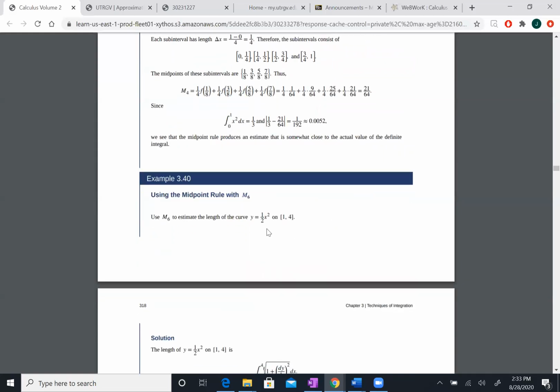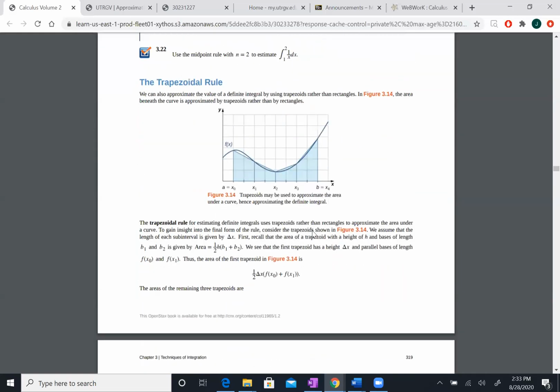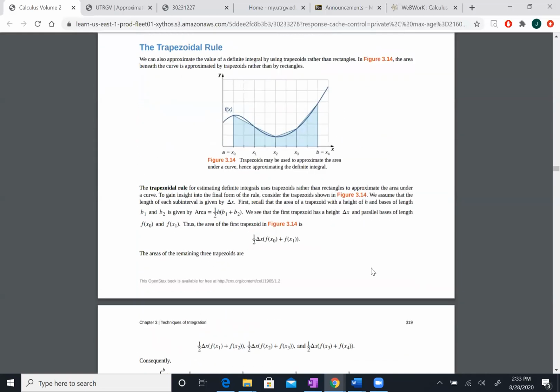And now they are doing M6. So the book does M4, but they're doing it for 1/2 of x squared. So this is just another one. Okay. So we're gonna move on to the trapezoidal rule now.